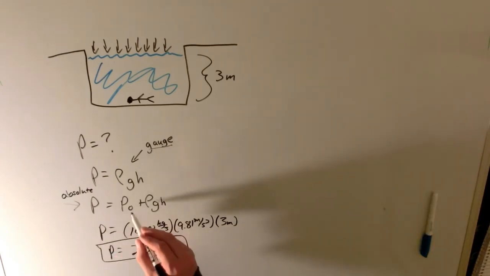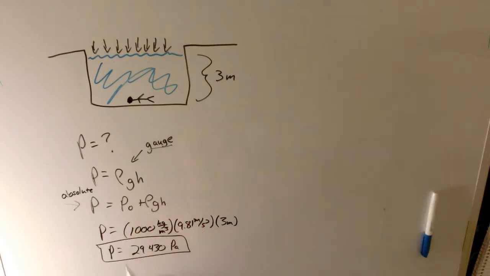For the absolute pressure, we would have this term, so we would just add in atmospheric pressure, which is 101,325 pascals, so we'd add that on to that and we could find what the absolute pressure is.